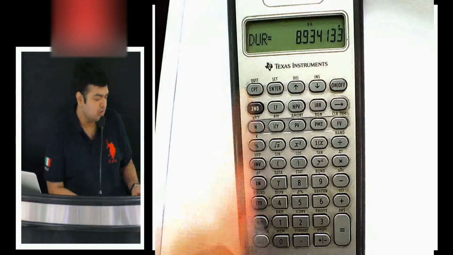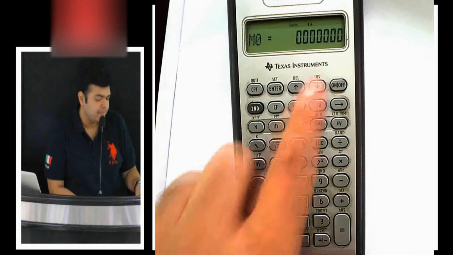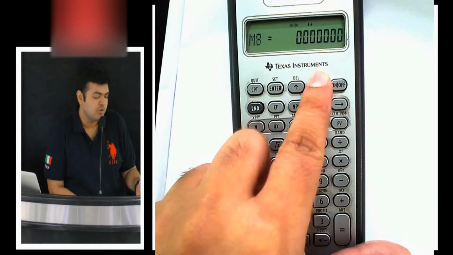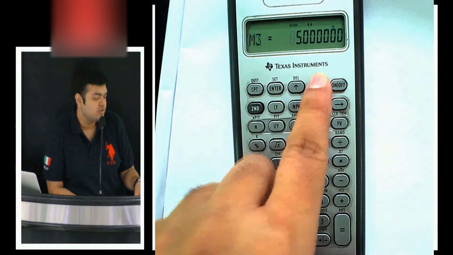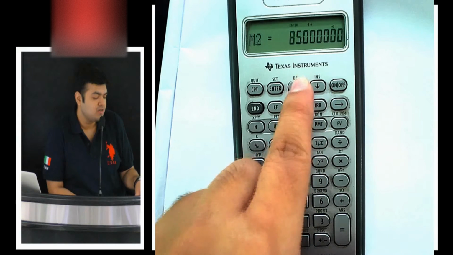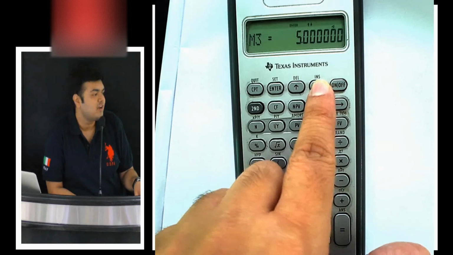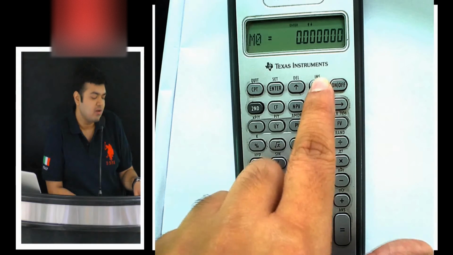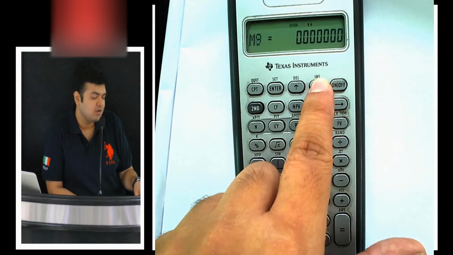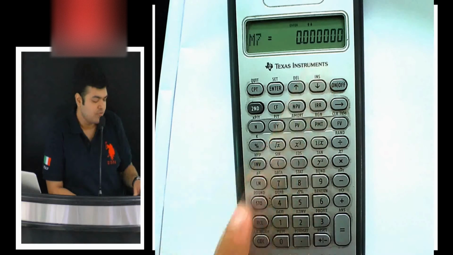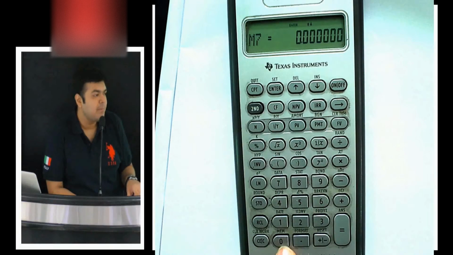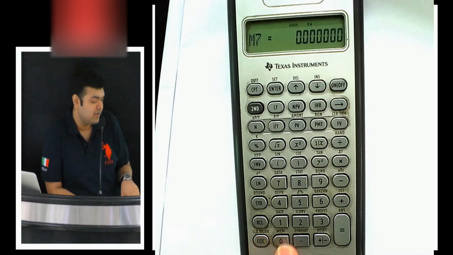Also, if you notice, in second MEM you have M0, M1, 2, 3, 4, 5, 6. So whatever values you entered, if you remember, we entered 85, 50, 85 and in M3, in button 3, we entered 5. So all the values that you've entered in the memory from 0 to 9, you can enter 10 numbers over here from 0 to 9, second MEM, and all the values get stored over here.